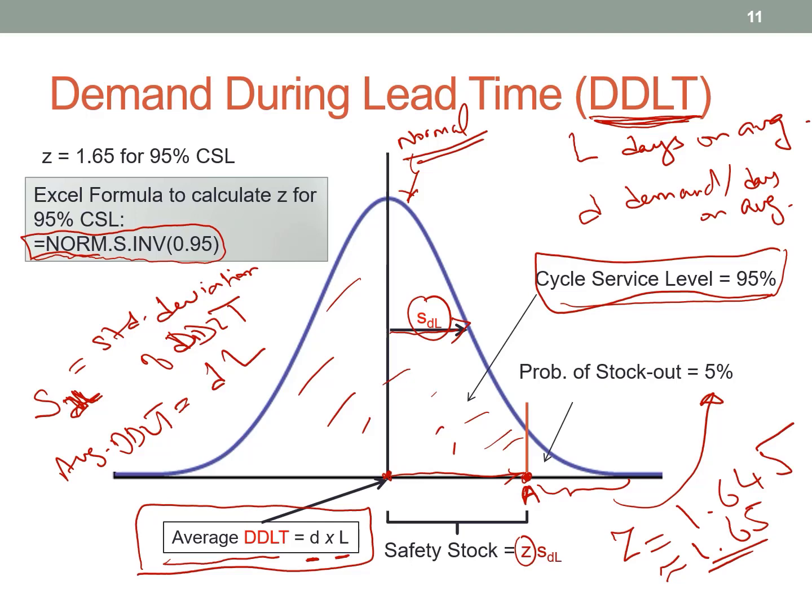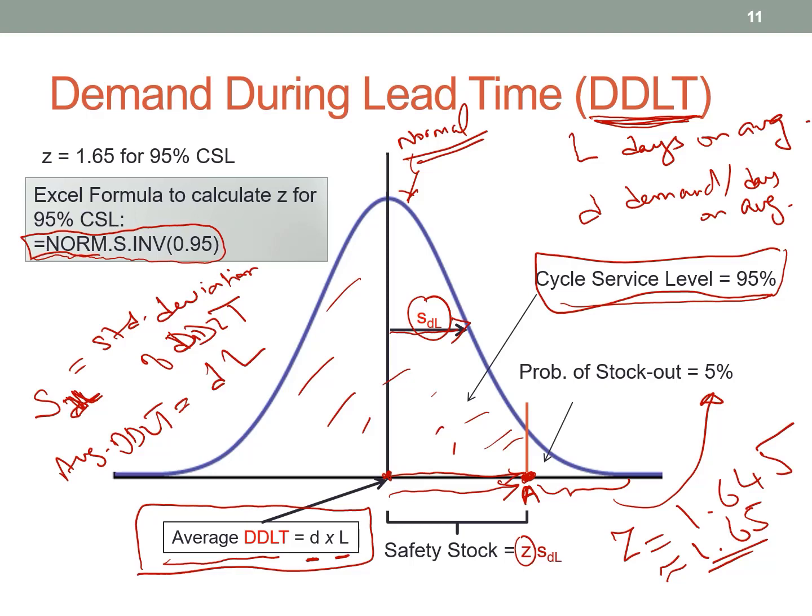So what that means is I need to be 1.65 standard deviations to the right of the mean at this point here, and if I am here, then 95% of the time my demand will be less than point A. Now, the total value of A is not my safety stock.